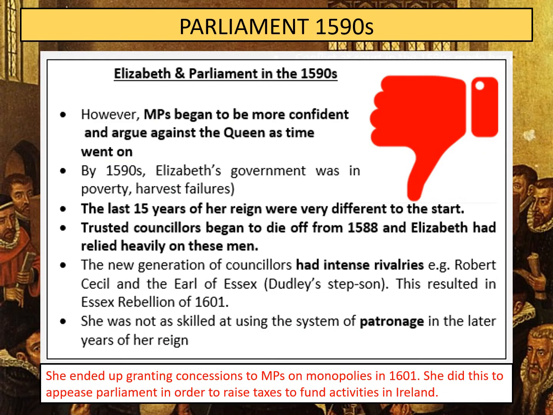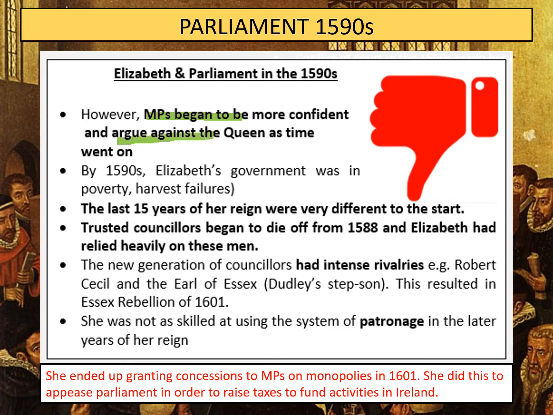Her relationship with Parliament started to change by the time that we get to the 1590s. Now, Elizabeth did remain in control of Parliament throughout her reign, but she was challenged more and more by the House of Commons in particular over time. That's because the MPs began to be much more confident and decided that they wanted to try and influence her decisions more. That could have been because they were better educated than they had been in the past.